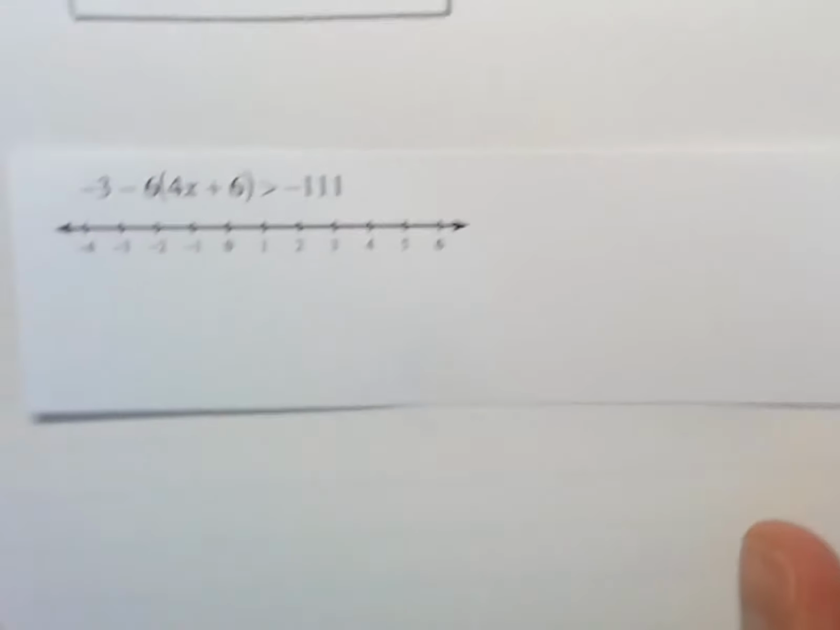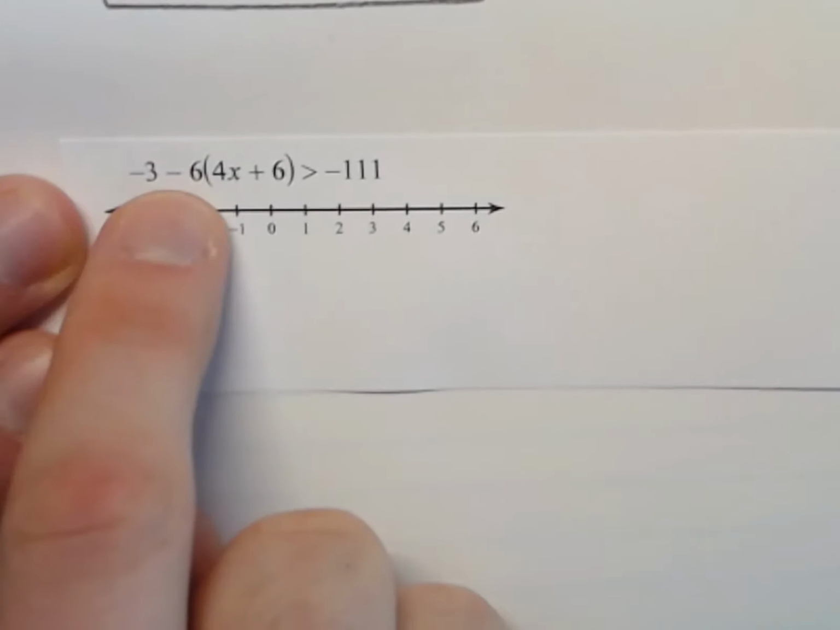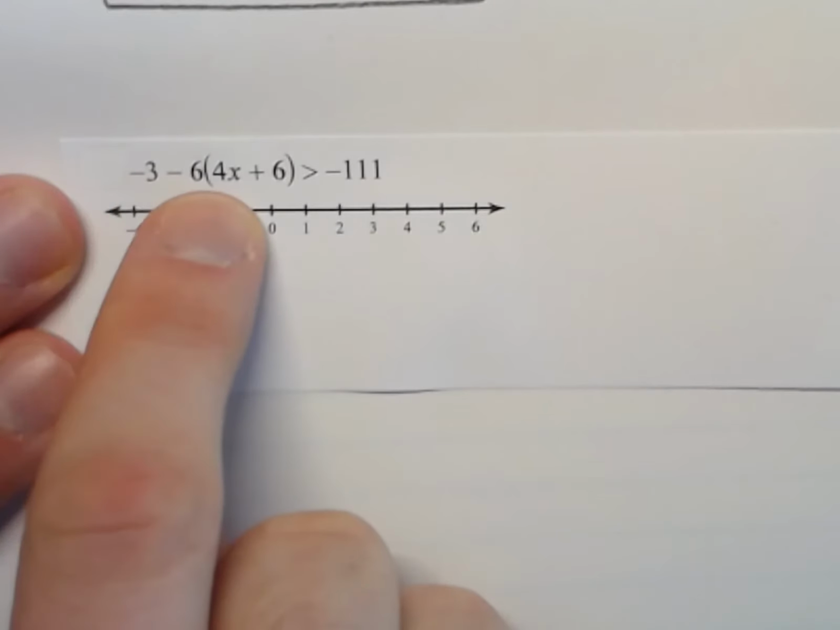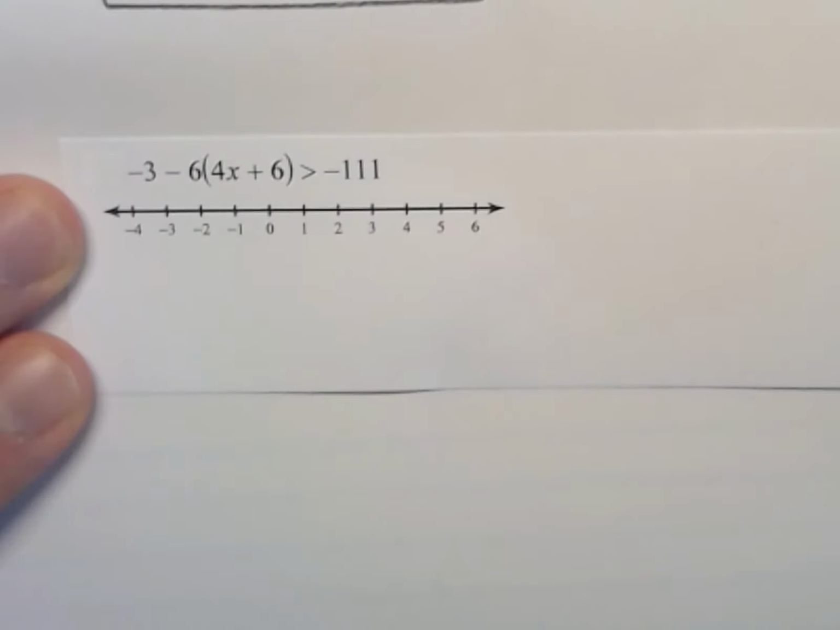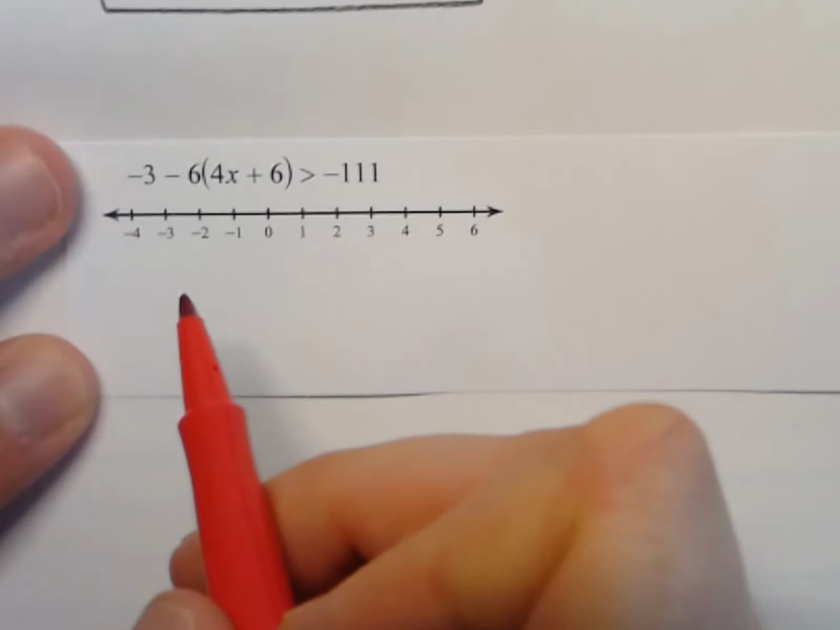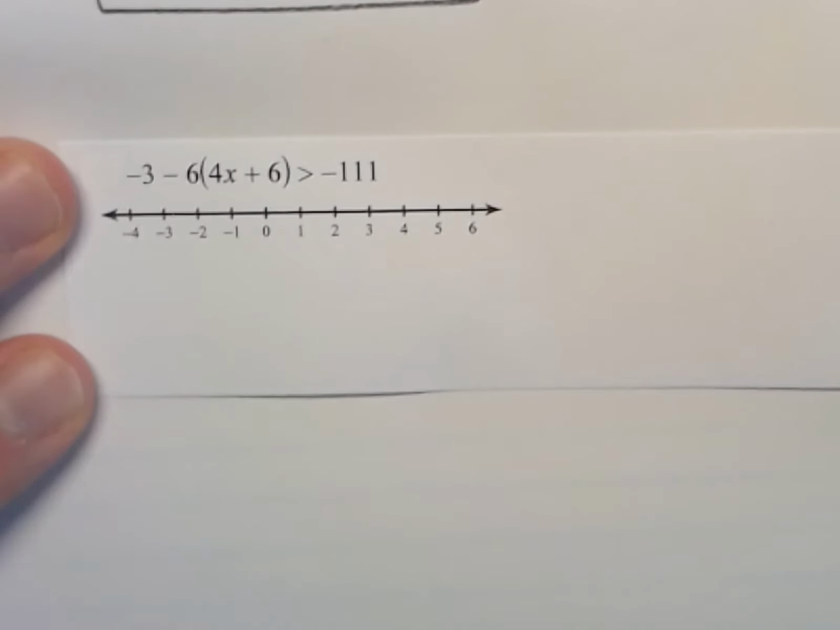Okay, so here's another one. Negative 3 minus 6 times the quantity 4x plus 6 is greater than negative 111. So again, like I showed you on the first one, there's many ways to do this, but I'm just going to do these one way. You can do them your way if it's different, but as long as you get the same answer, then that's what we're looking for here.